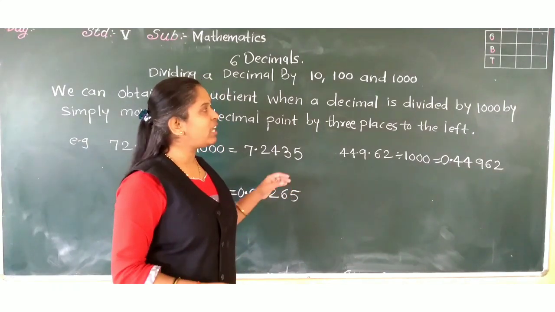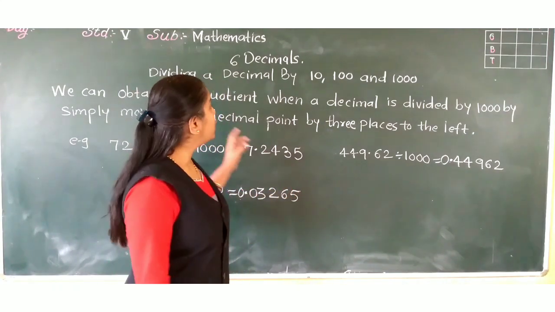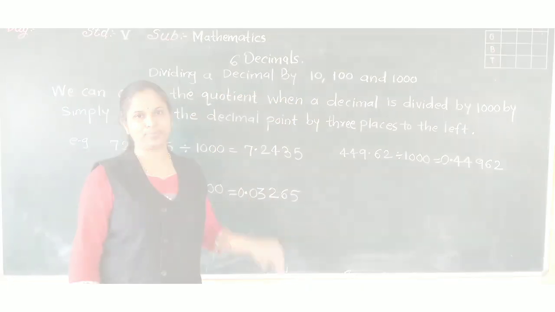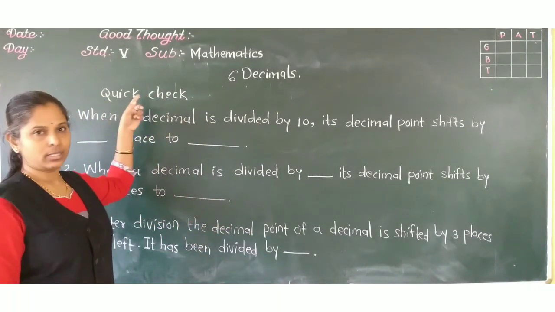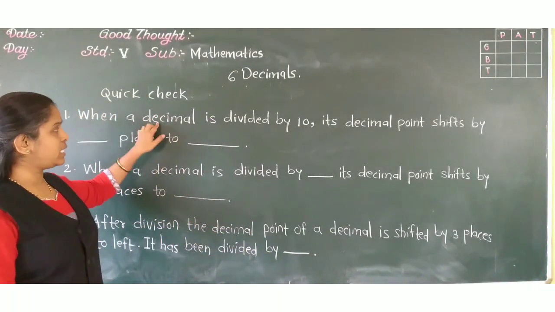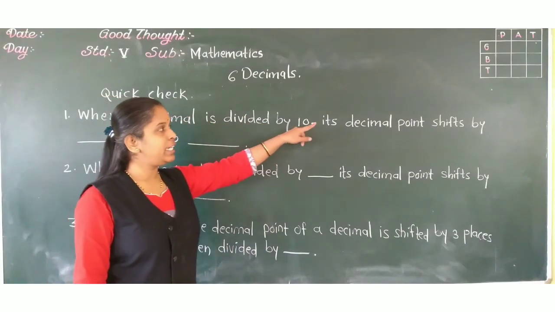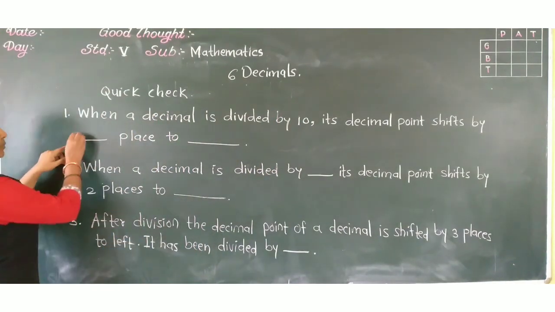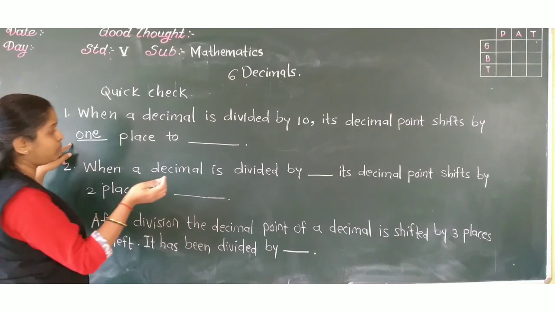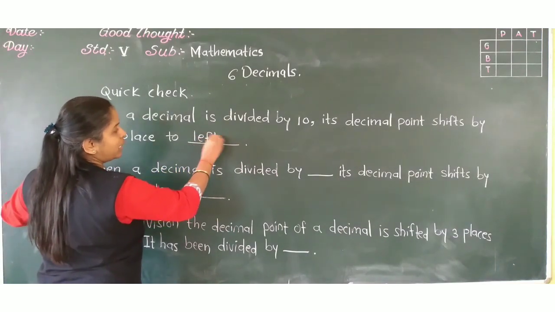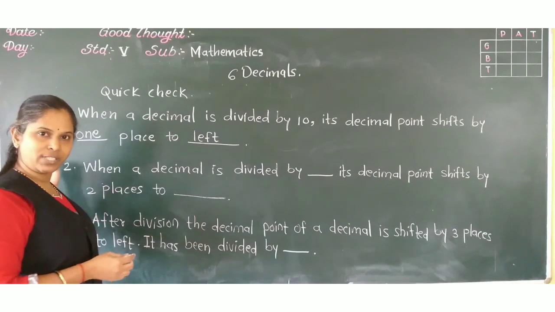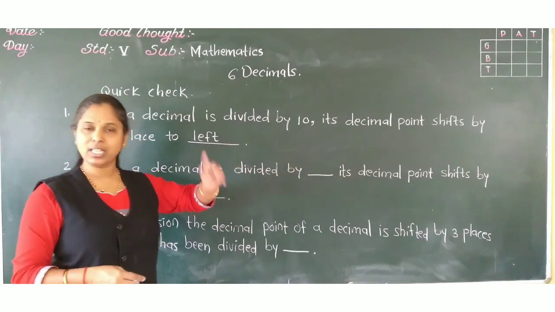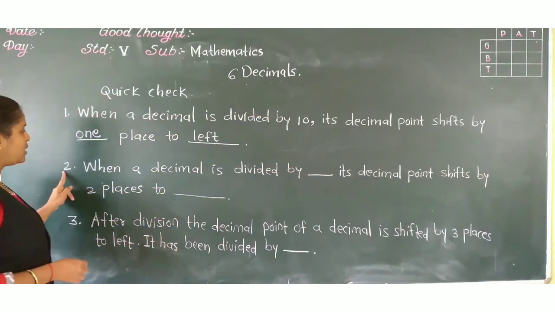In this way, only by shifting the decimal, we have to carry out the division by 10, 100 and 1000. Students, let's solve a quick check. See here. When a decimal is divided by 10, its decimal point shifts by how many places? 1 place. And to which side? To the left. In division, we have to shift the decimal to the left side. And in multiplication, we have to shift the decimal point to the right side. This is the difference. Okay. Now second one, see.